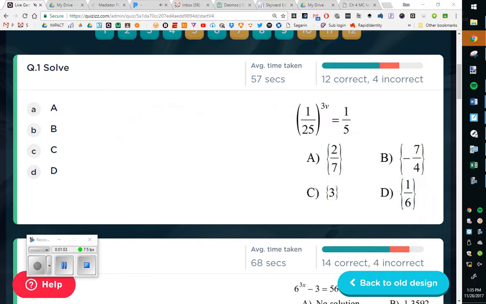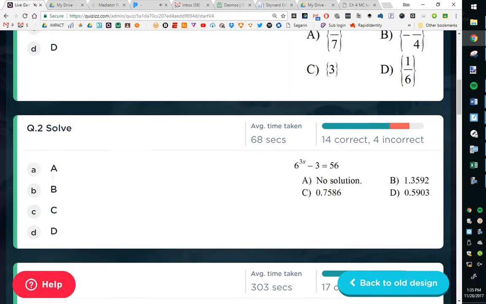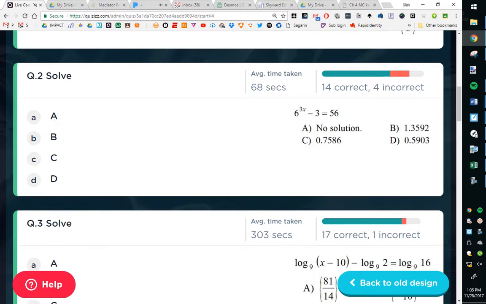All right, next one. Not awful on the next one. 6 to the 3x minus 3. We would add 3 to the other side to start. So 6 to the 3x is going to be equal to 59. My x is stuck in the exponent. How do I get it down? Throw some logs at it.